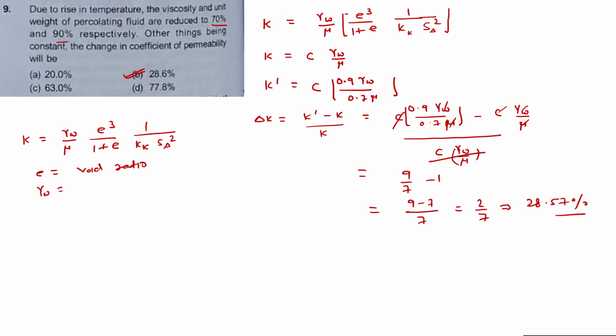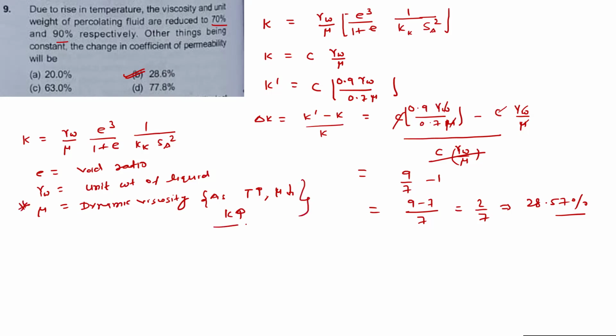Gamma W is the unit weight of liquid, and mu is the dynamic viscosity. As temperature increases, mu will decrease, and therefore K will increase. Just remember this point. This is a very important point.